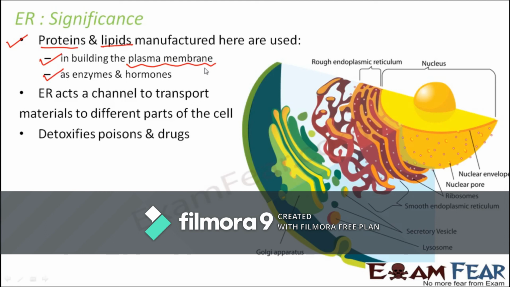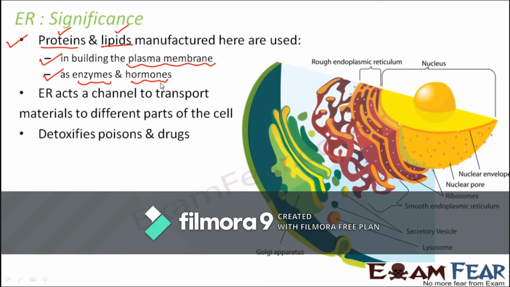In fact, the nuclear membrane is also made up of lipids and proteins. So from where do we get those lipids and proteins? Somebody needs to produce them. So the production of proteins and lipids is taken care of by the endoplasmic reticulum. Now these proteins and lipids can also act as enzymes, they can also act as hormones, and these hormones and enzymes play a very important role inside our body.